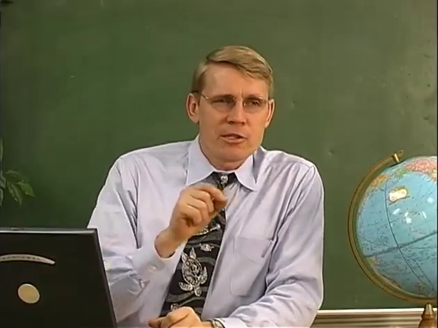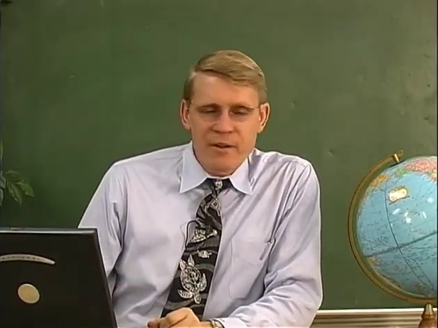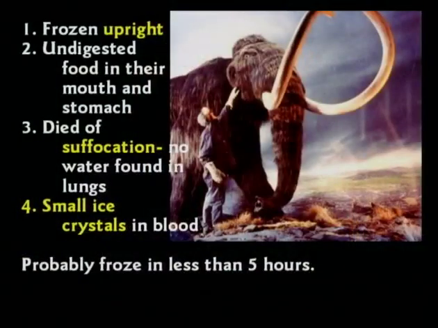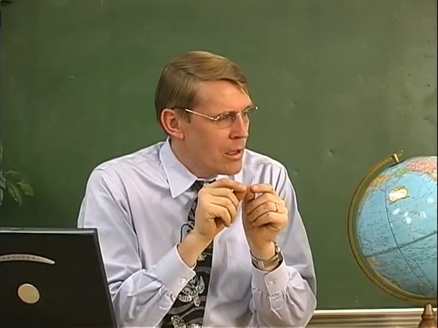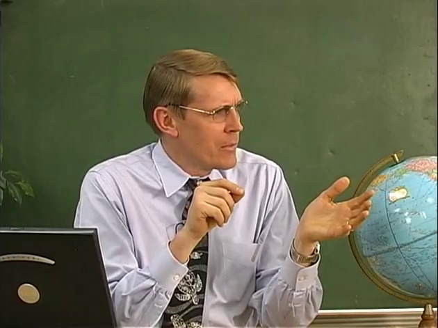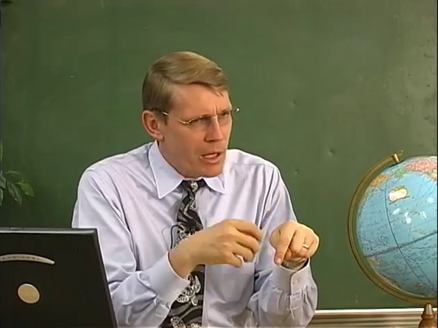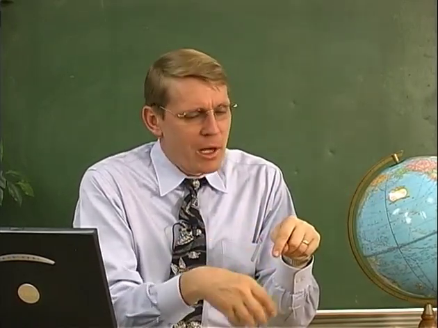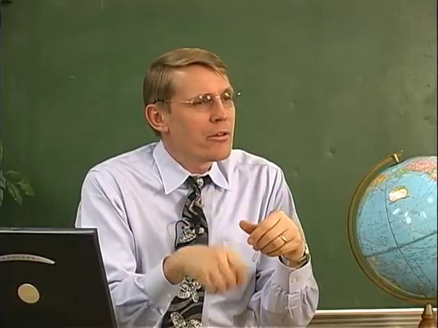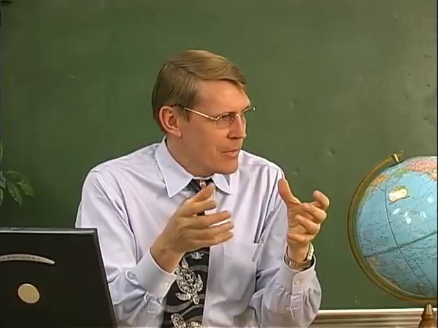The small ice crystals in the blood indicate they probably froze in less than 5 hours. If ice freezes real slowly, the crystals grow big. If you take water and freeze it real fast, the crystals are very tiny. Like when you make rock candy. You take sugar and put it in water and boil it. As you keep it boiling, you just keep adding sugar until it won't dissolve anymore. The hotter you get it, the more sugar it will absorb. It'll go way beyond the saturation point.